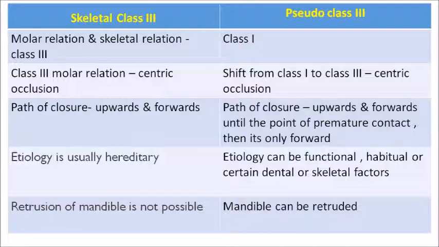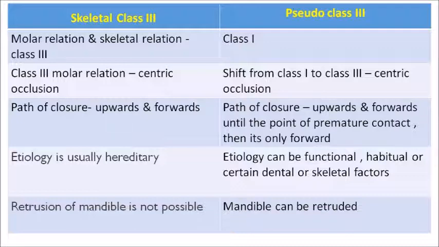So in skeletal class 3, the molar relationship as well as the skeletal relationship will be class 3, and in centric occlusion also it will be a class 3 molar relationship. When you ask the patients to move the mandible, the path of closure of the mandible will be upward and forward. That is the normal way, upward and forward. And skeletal class 3 is one of the malocclusions which has a strong genetic component. I hope you remember the Habsburg jaw, the famous Royal Habsburg jaw is a skeletal class 3 malocclusion.